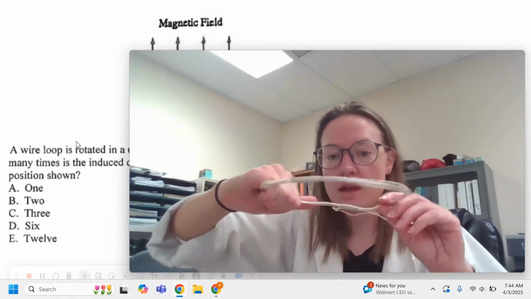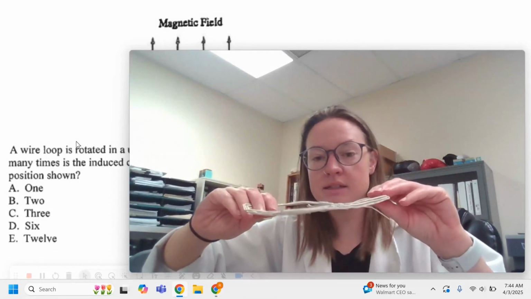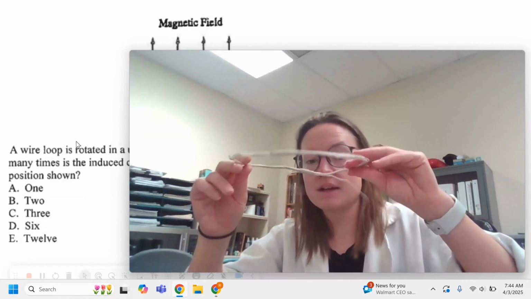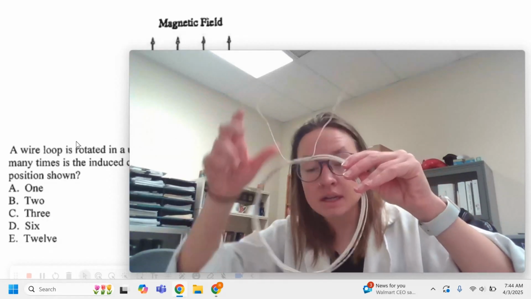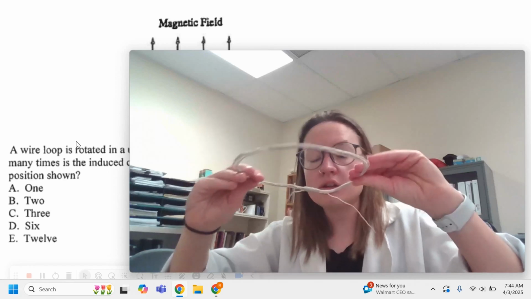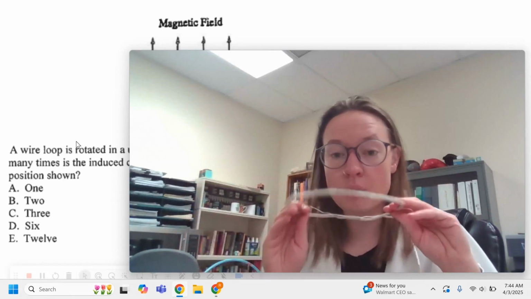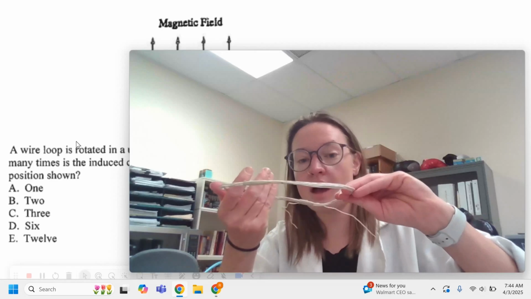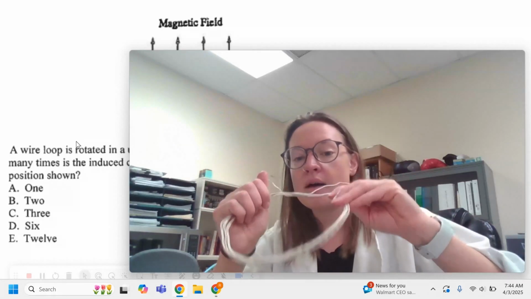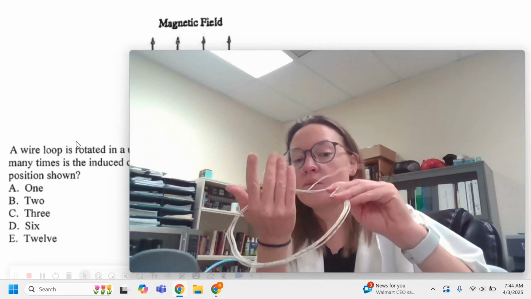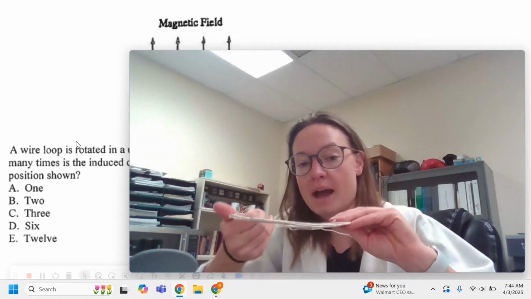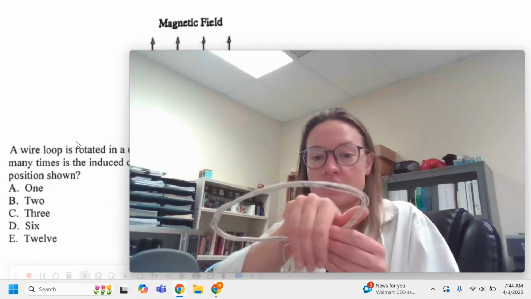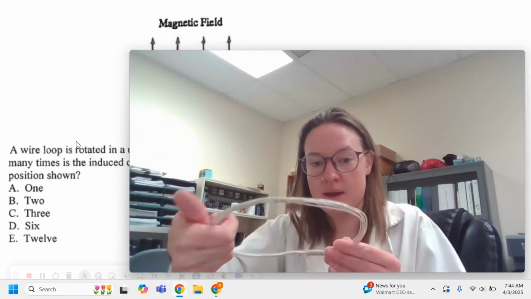That's the first part. But now watch what happens. As this loop turns from here, it goes from increasing flux to decreasing flux going up. So what this loop will do is try to make things the way that it was when there was tons of flux going up through the loop. Now that flux is decreasing, so the wire will try to make a magnetic field going back up, and the current will go this way. Do you see how the current changed directions? At first the current was going this way, and now the current is going this way.